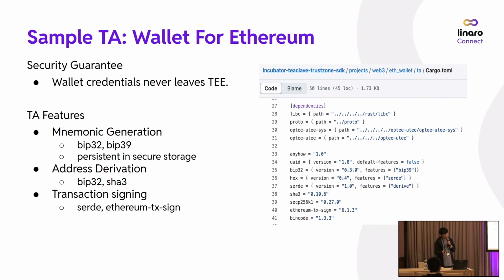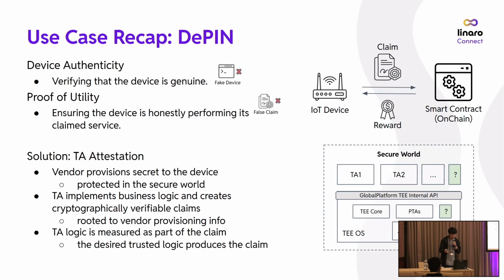Here is an example, a wallet for Ethereum. You can see from the dependency manifest that we can use most of the existing Rust crates in the Web3 world without any change. And I think it takes only a few hundred lines to implement a wallet for the Ethereum use case.